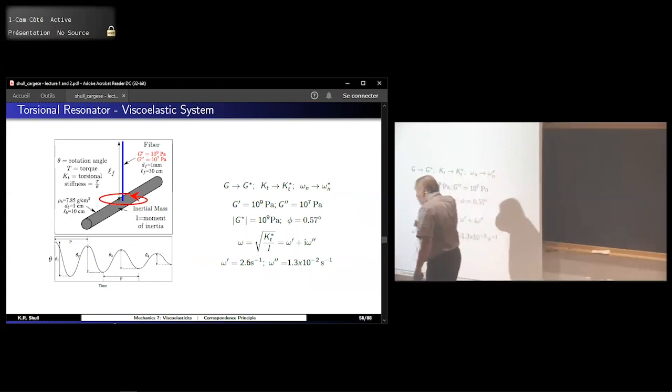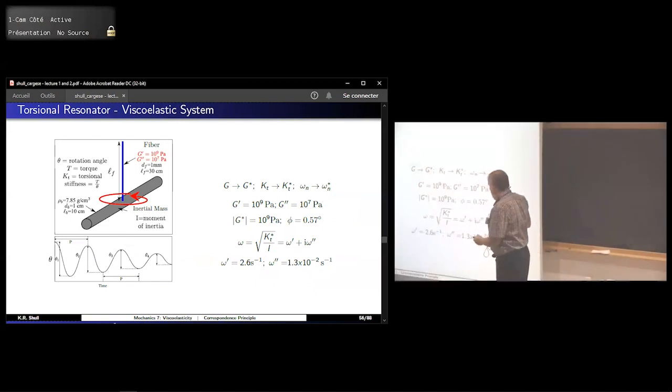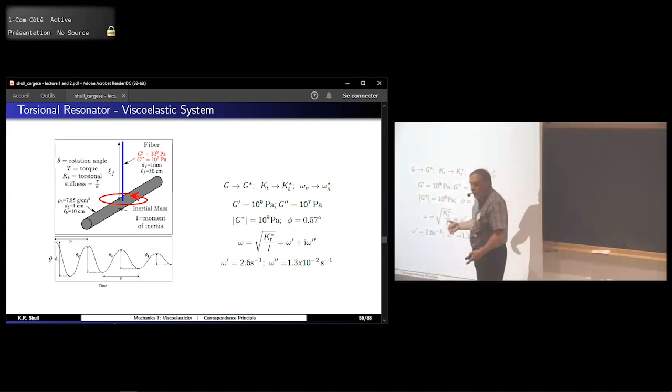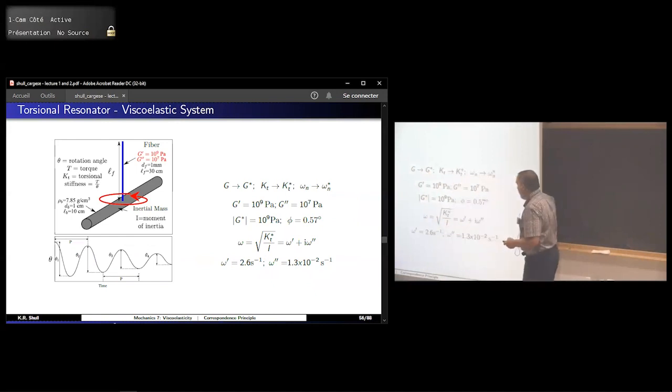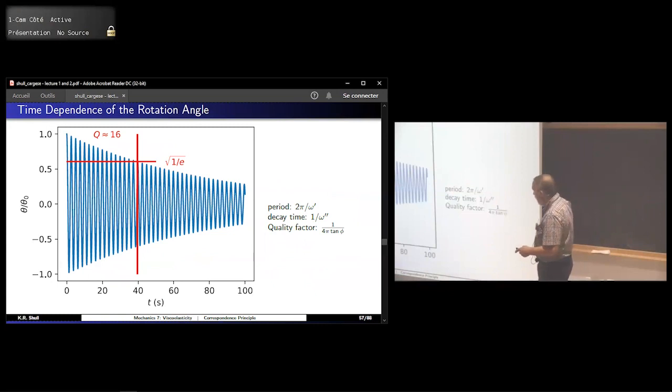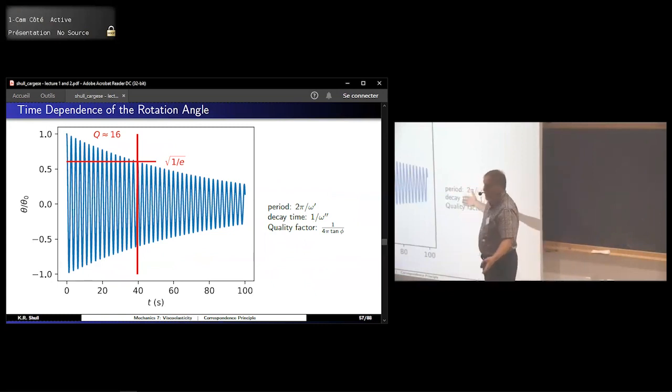What's that? You're taking an oscillatory frequency. Yeah, that's right. I have to make sure I'm using the value of G that corresponds to this frequency, right? Yeah. So this is what you end up with.